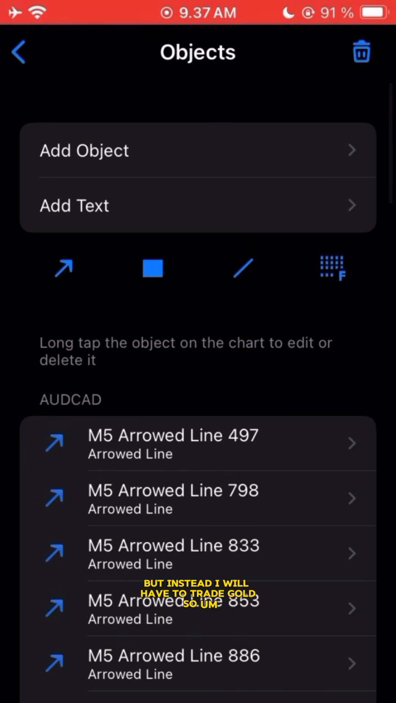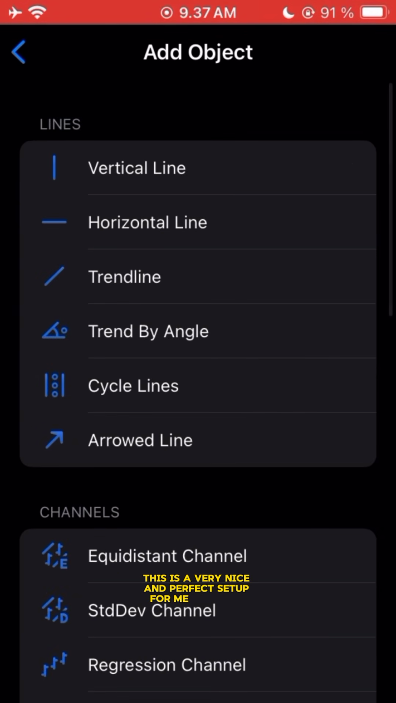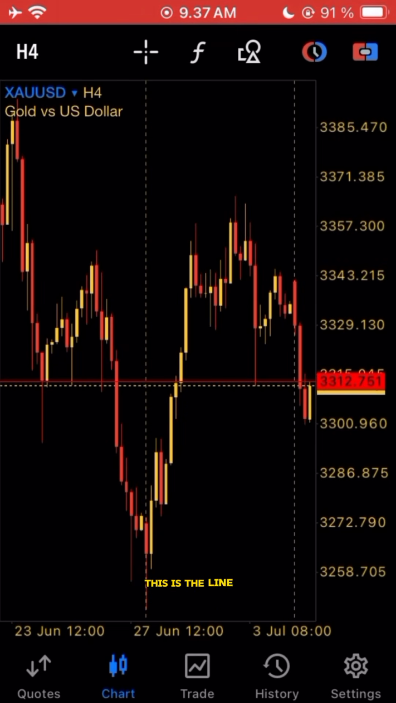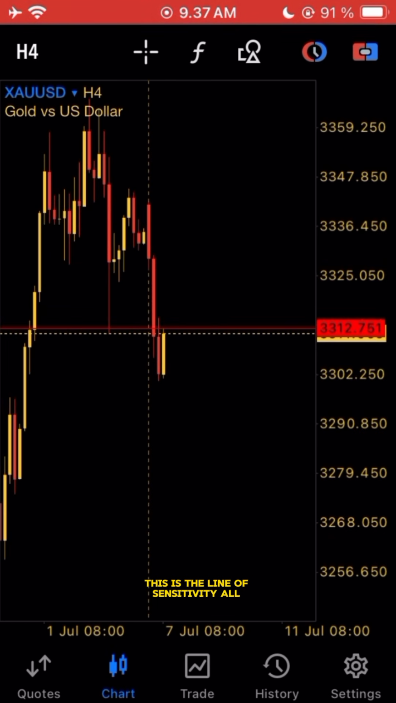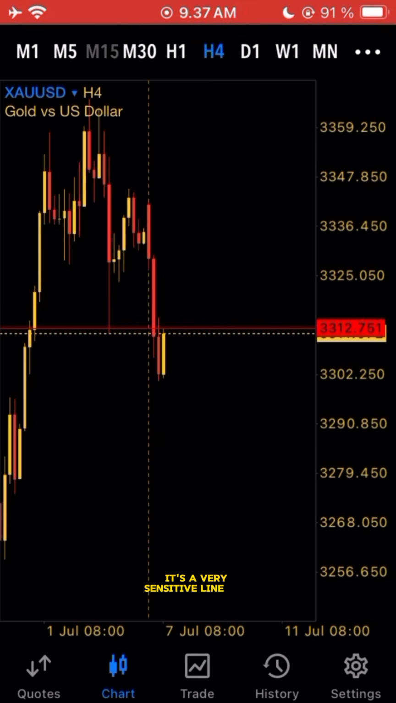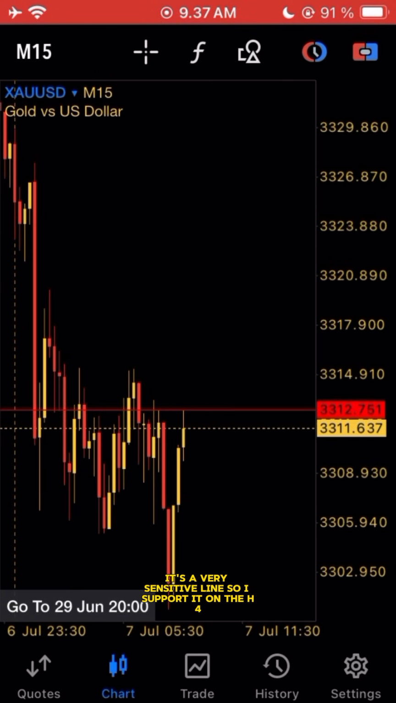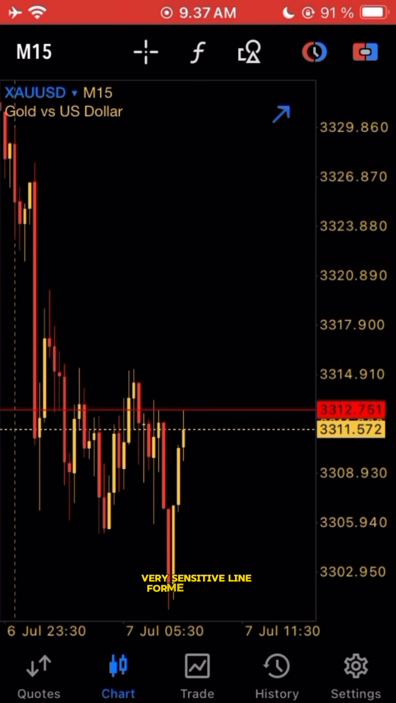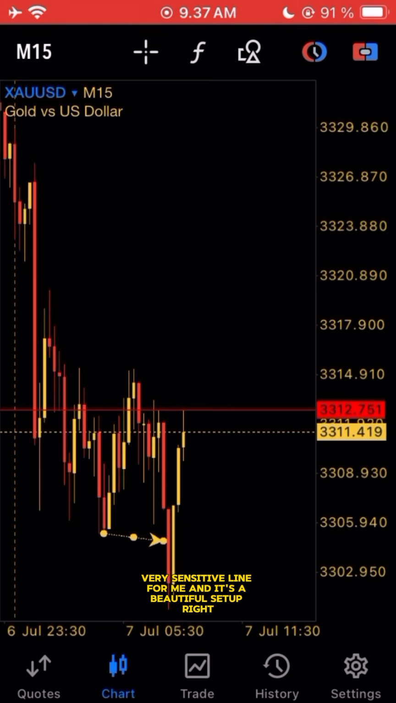So this is a very nice and perfect setup for me when I'm trading gold, because I've seen something. Okay, this is the line of sensitivity. It's a very sensitive line I spotted on the H4, and it's a beautiful setup, right?